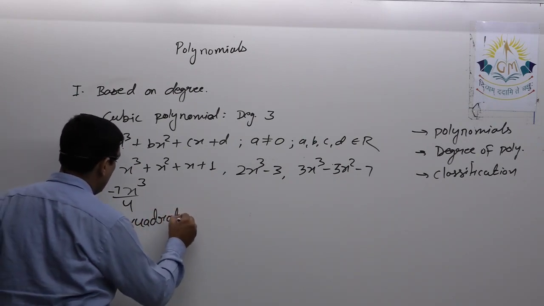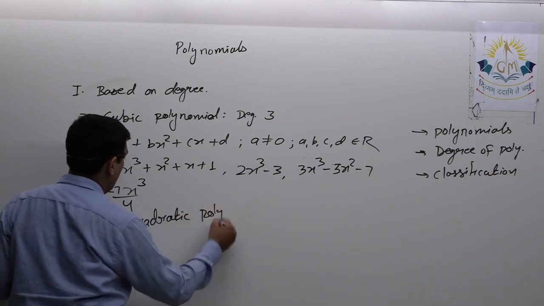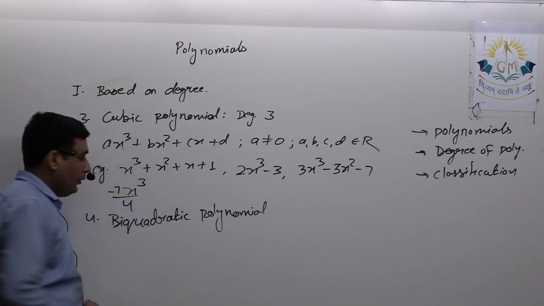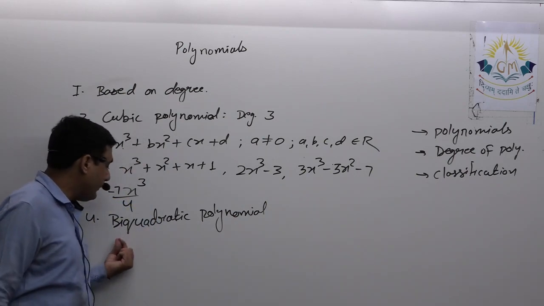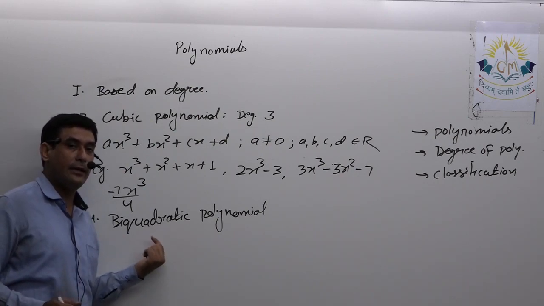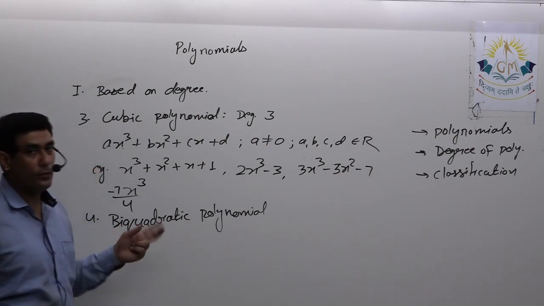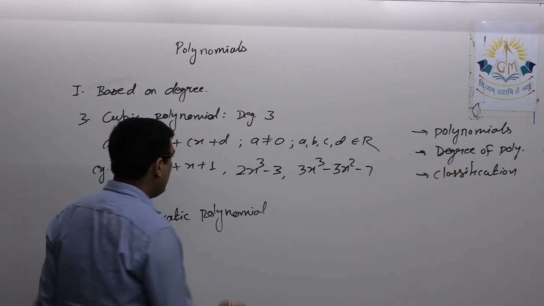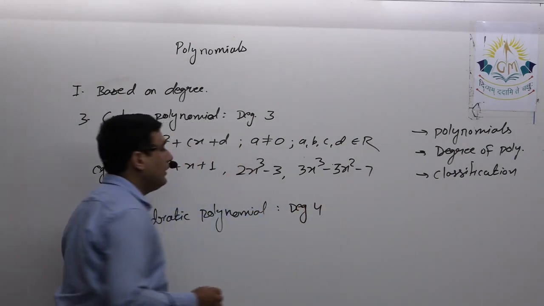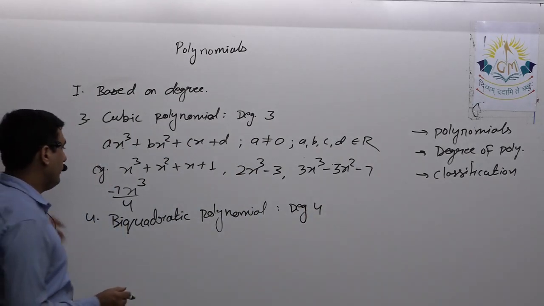Biquadratic polynomial. Now the name itself says, see, bi means 2 and quadratic, just right now we saw it has degree 2. So 2 into 2 or 2 plus 2, degree 4. A polynomial having degree 4 is called biquadratic polynomial.